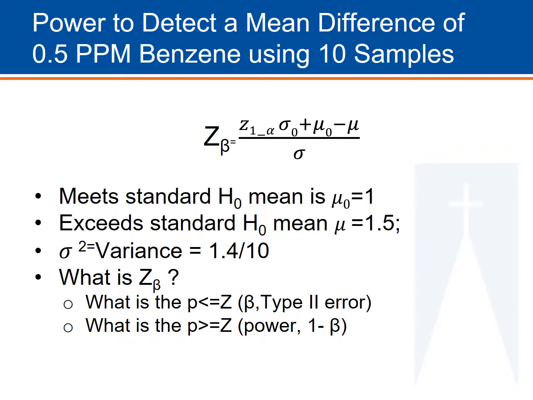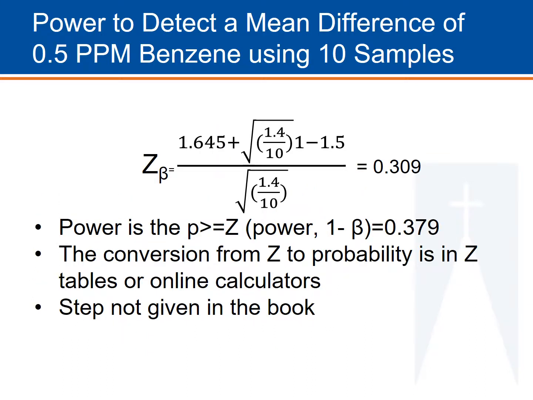The 1.4 is the variance given, and the 10 is the number of samples that the authors decided to look for in doing their power calculation. And then you're looking for the z to identify your type 2 error, so that's your probability of less than or equal to z, and you're looking for your power, which is greater than or equal to z. So here is the formula filled in with all of the information given in the book. And we see that the power is the probability of being greater than or equal to 0 is 0.379.